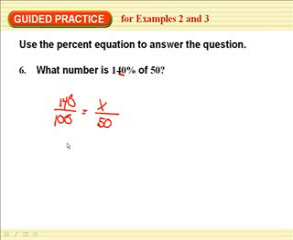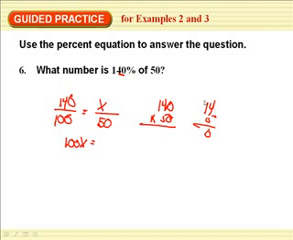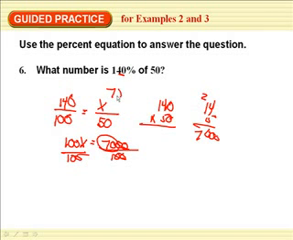So it's going to be 100X equals 140 times 50, which is just 14 times 5 with 2 extra zeros. 7,000. Divide by 100, take those off, the answer would be 70. So you'd get 70 out of 50. So that'd be, you got 20 points extra credit. And I don't know if you'd ever get 20 points extra credit, but there we go.